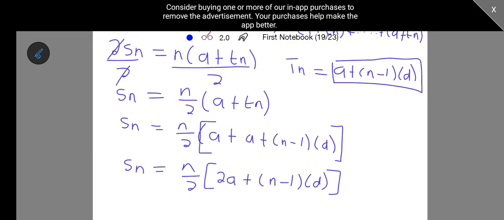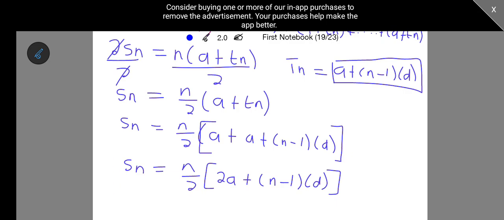And at the end, we are here now. We're going to plug tn. Tn is this thing over here. So we are going to plug it. Then you see, there it is. We've plugged it. Then a adds a, then we have 2a. Then at the end, this is the sum to n terms formula of an arithmetic sequence.